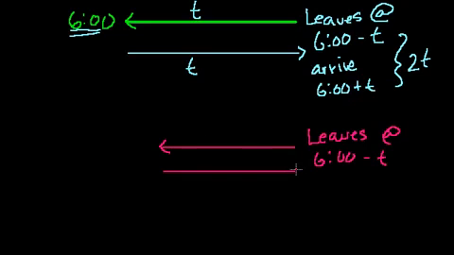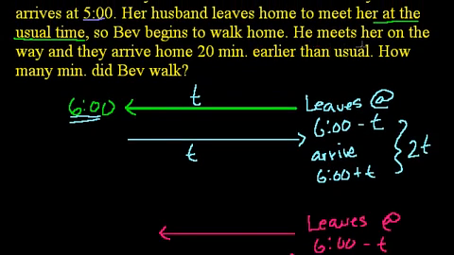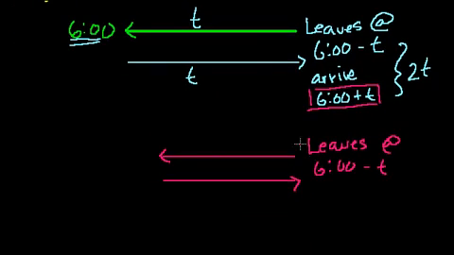It's the same amount of time. And what does it tell us? He meets her on the way, and then they arrive home 20 minutes early. So normally they arrive at 6 o'clock plus t, right? That's normal. So today they're going to arrive 20 minutes early. So they're going to arrive at 6 o'clock plus t, minus 20 minutes, right? They're going to arrive 20 minutes early.